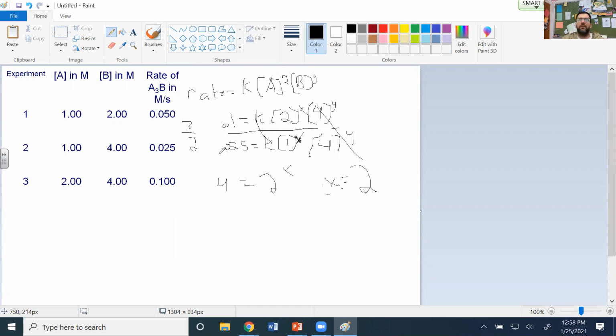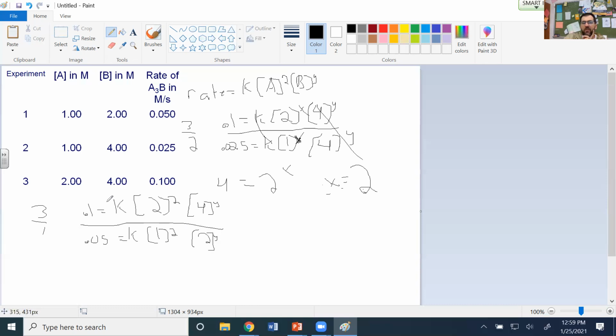Now I still need to find the value of Y. So I'm going to pick any two experiments. Once again, I don't want ones, because ones are kind of a hard thing to work with. So in this one, I'm going to do experiment 3 divided by experiment 1. And once again, I always want my bigger rate on top. So I'm going to have 0.1 equals K, then 2 to the second power times 4 to the Y power, over 0.050 equals K, 1 to the second power, and then 2 to the Y power.